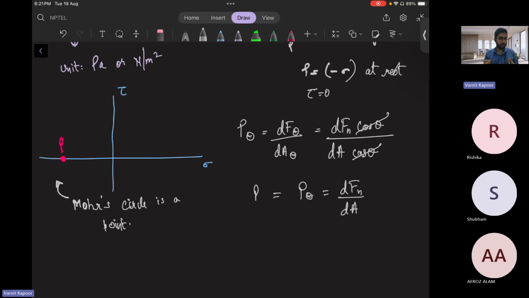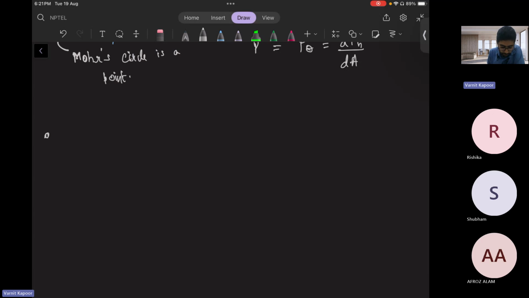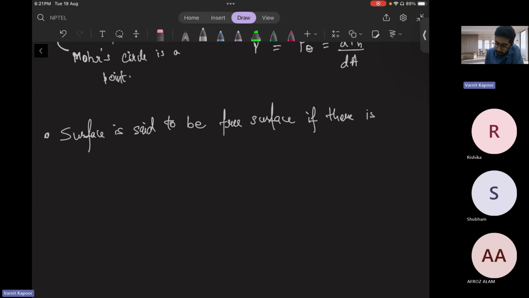All right, I guess both the statements are crystal clear now. Now we will think about a scenario where a surface is said to be a free surface. A surface is said to be a free surface when there is no shear stress or shear force acting over that surface. Let me write it like this.